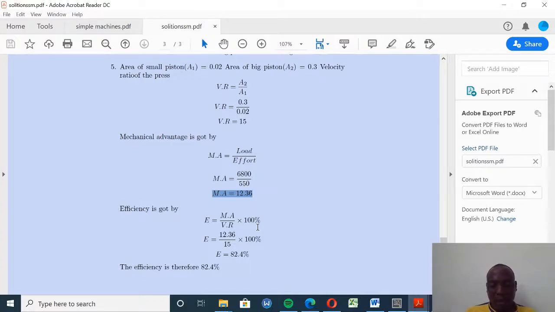Then lastly, efficiency is equal to mechanical advantage divided by velocity ratio times 100%. My mechanical advantage is 12.36. Velocity ratio is equal to 15. We multiply by 100%, from which we get our efficiency as 82.4%. Therefore, the efficiency of this hydraulic press is equal to 82.4%.